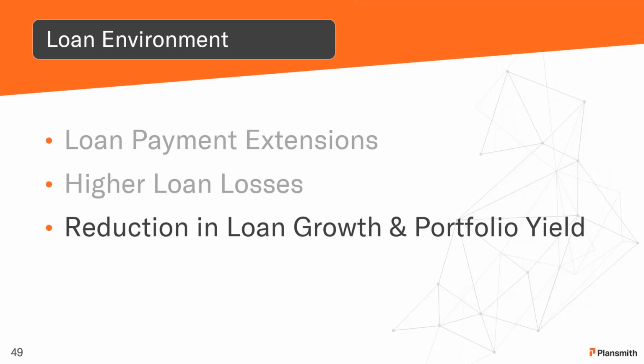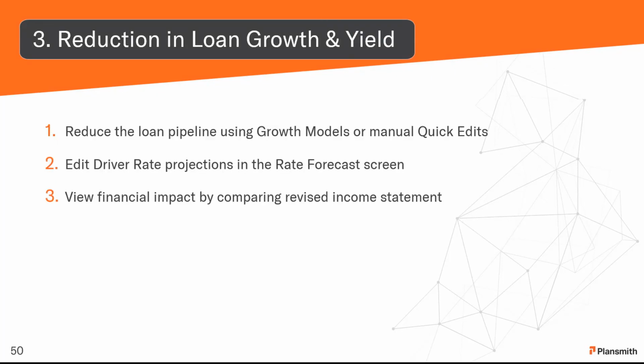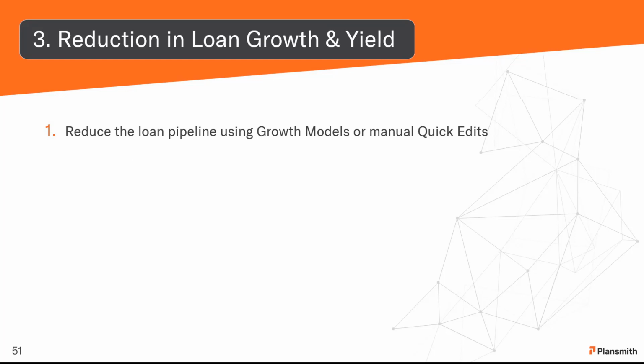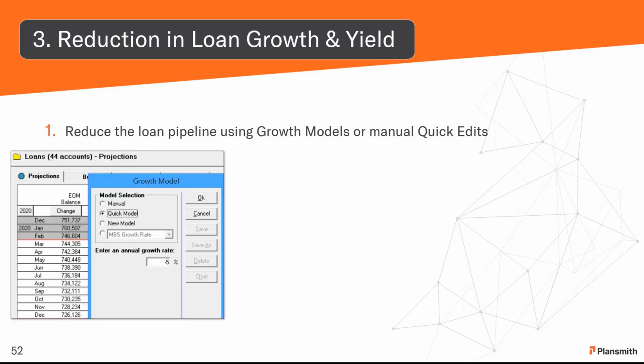To track the impact of potential loss of future loan production with the effort on yield, use these 3 steps for tracking the impact. First, you'll want to reduce the new loan pipeline forecast in the Projections tab. There are several ways to accomplish this depending on your specific outcome. You can use the Global Growth Model functions at any yellow folder category or account level to affect the entire portfolio's forecast based on the last EOM book balance.